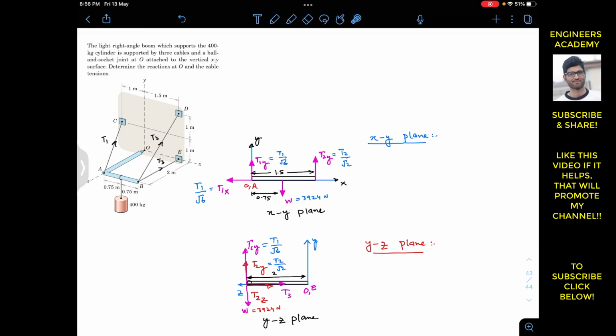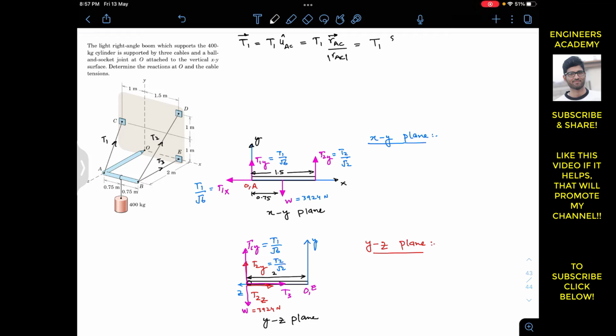So before applying the equilibrium conditions, we have to find the Cartesian vector representation of this T1, T2 and T3, which are the tensions in AC, BD and BE cables respectively. So this is our T1, this is our T2, this is our T3. T1 vector can be determined by T1 magnitude times the unit vector from A to C, since T1 is acting from A to C. So this is T1 and the unit vector from A to C is the position vector from A to C divided by its magnitude.